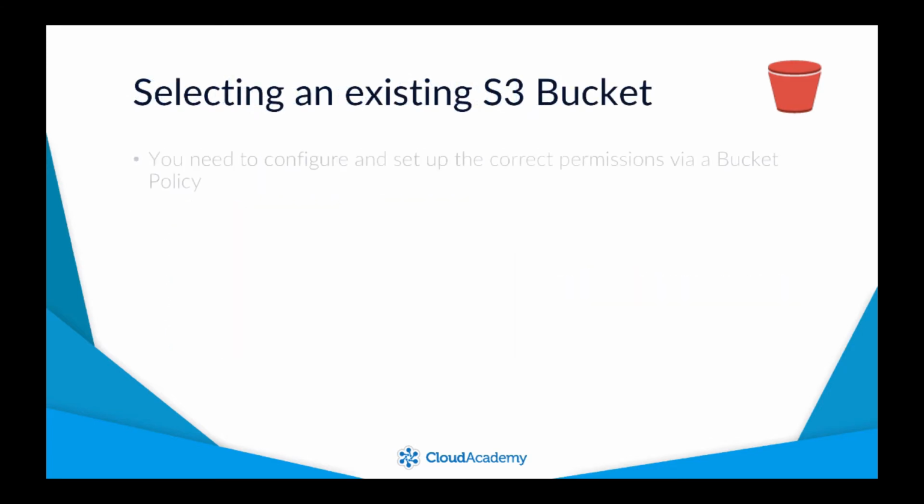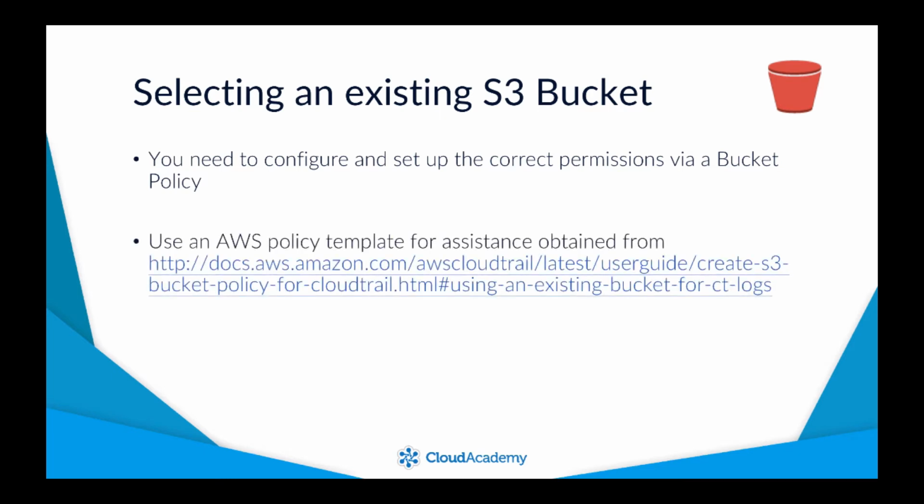If, however, you choose to select an existing bucket, then you need to set up the correct permissions. This is achieved by applying your own bucket policy, which must allow CloudTrail to write and store logs within it. Thankfully, AWS have provided a JSON template to allow you to do this with relative ease, as you can see from the link.